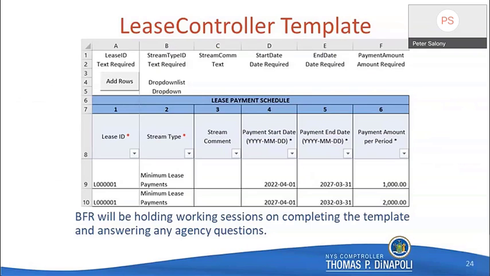This is a screenshot of the payment tab located in the LeaseController template. This is where you will be asked to provide the lease payments for each lease. As you can see from this example, for the first 5 years of the lease, the monthly lease payments are $1,000. And for the second 5 years of the lease term, the monthly lease payment increases to $2,000 per month.